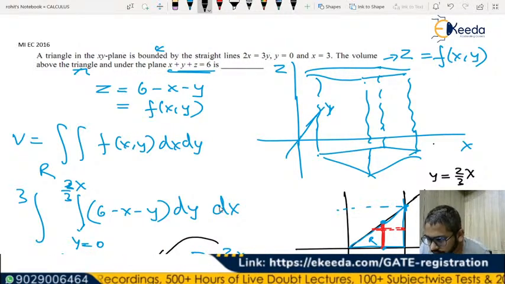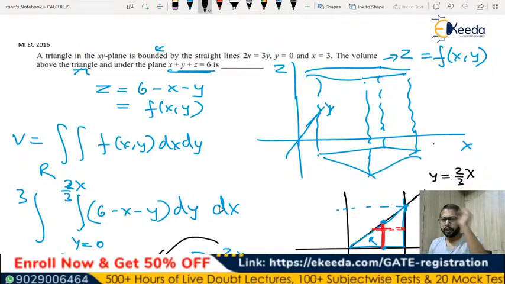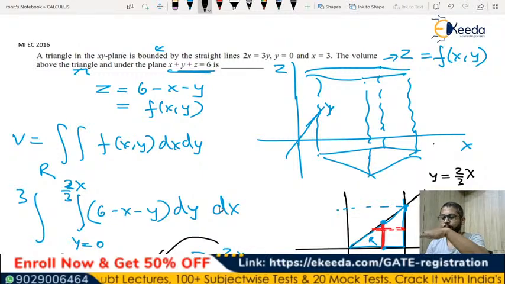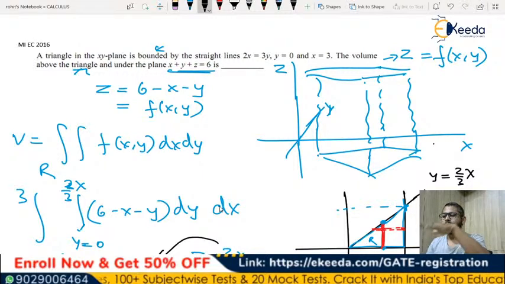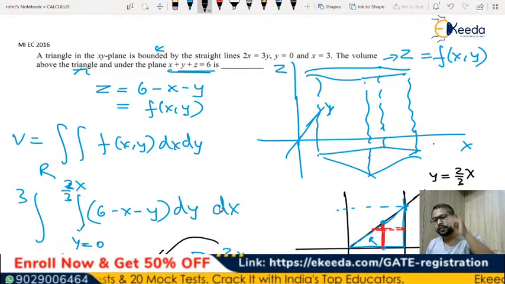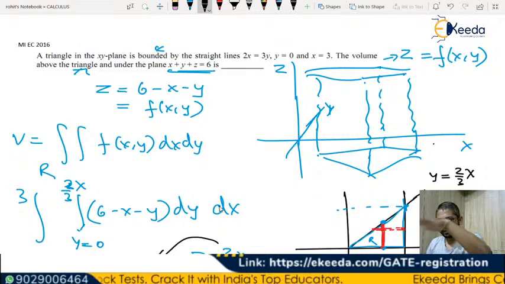Hello Kanaya. Assuming your table is a rectangle and on the corner you have x and y. For every point of x and y, you'll have some point of z. That is nothing but a surface. Fine, this is a surface.